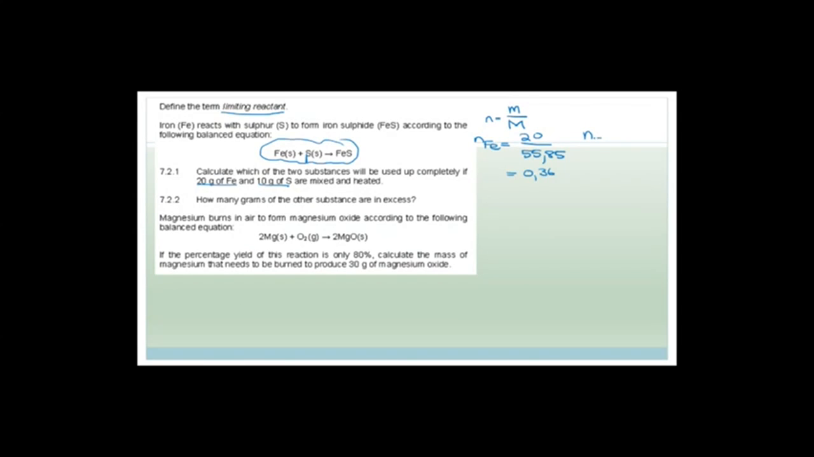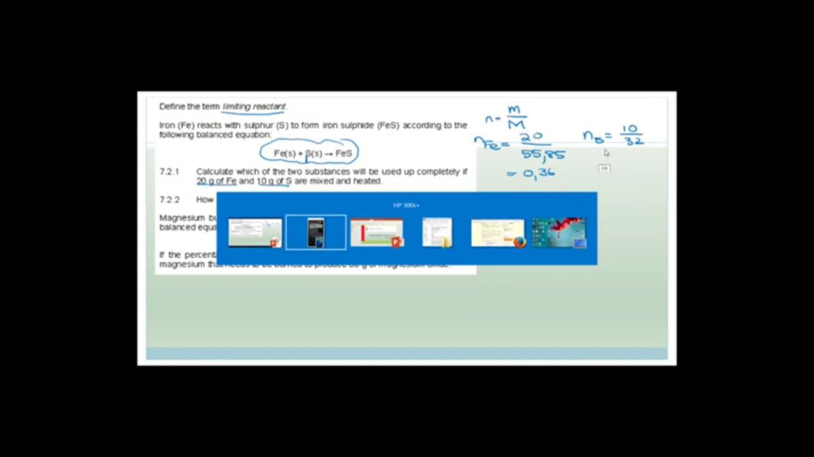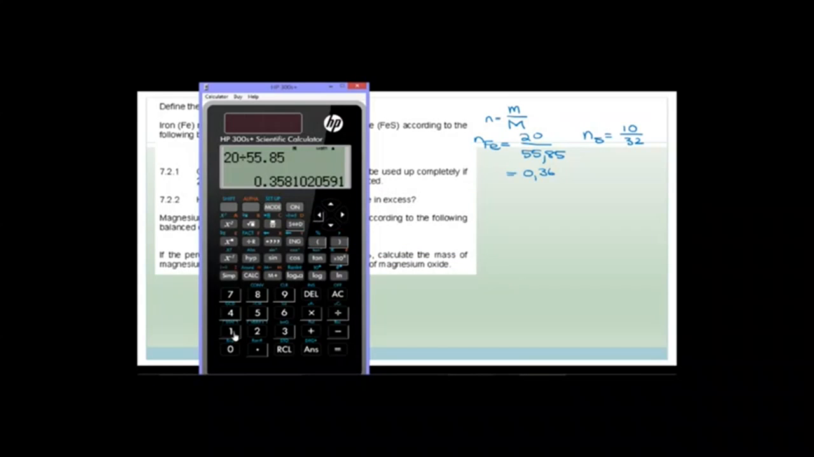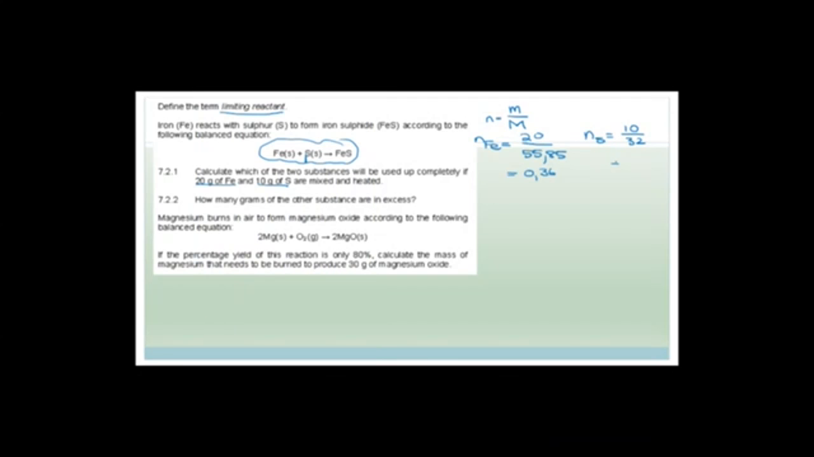Now let's work out the number of moles of sulfur. That's going to be 10 over 32. So let's work out what that is. 10 divided by 32 equals 0.31. So that is 0.31. So by a hair, we're going to use up sulfur first, but a very small amount. Okay, sulfur is going to be used up first. So the answer is sulfur.